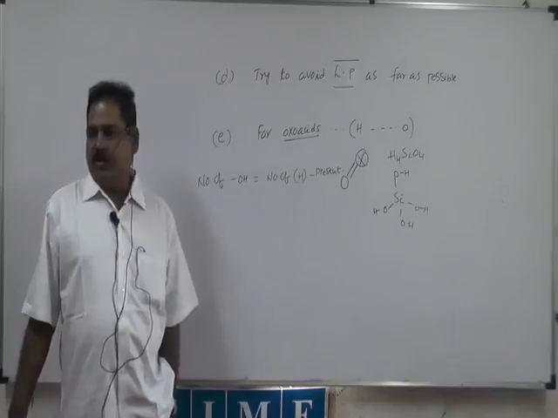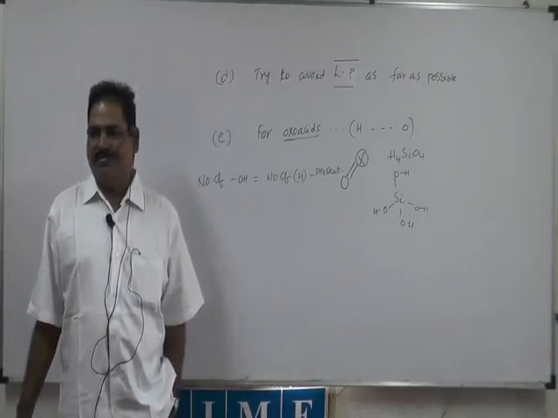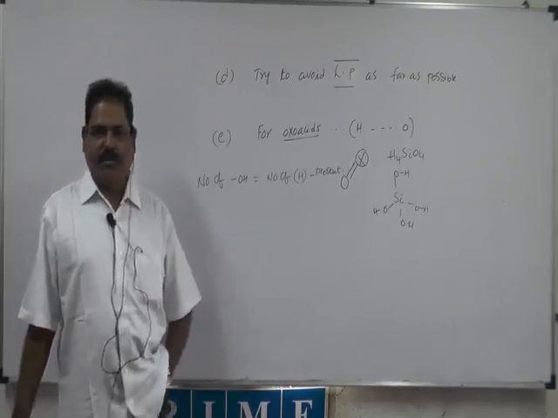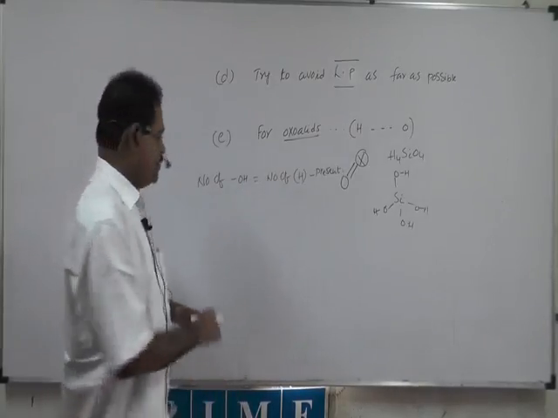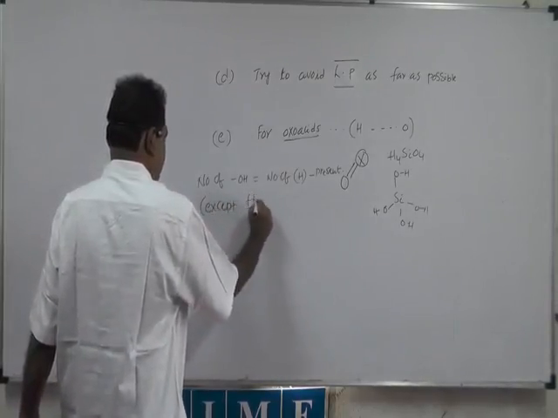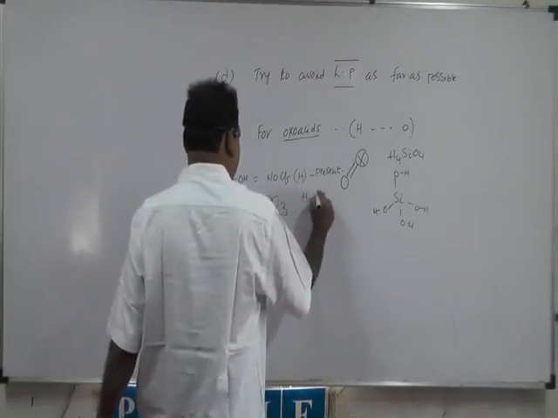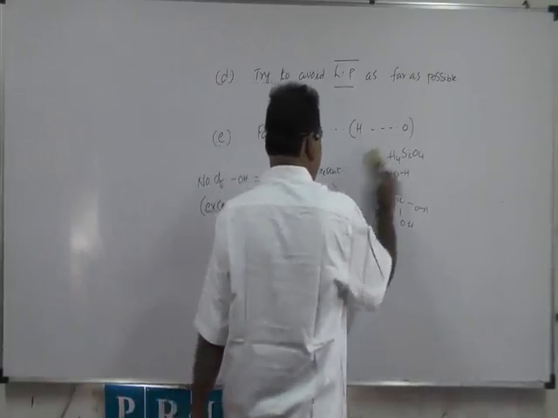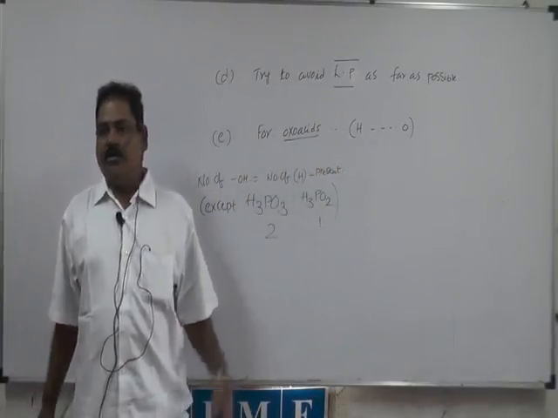How many of you are surprised at this? Why? You heard this for the first time. Except just two acids, H3PO3, in which you have two OH only, and H3PO2 has just one, that's all. If you ignore these two, we have roughly 70 oxy acids.